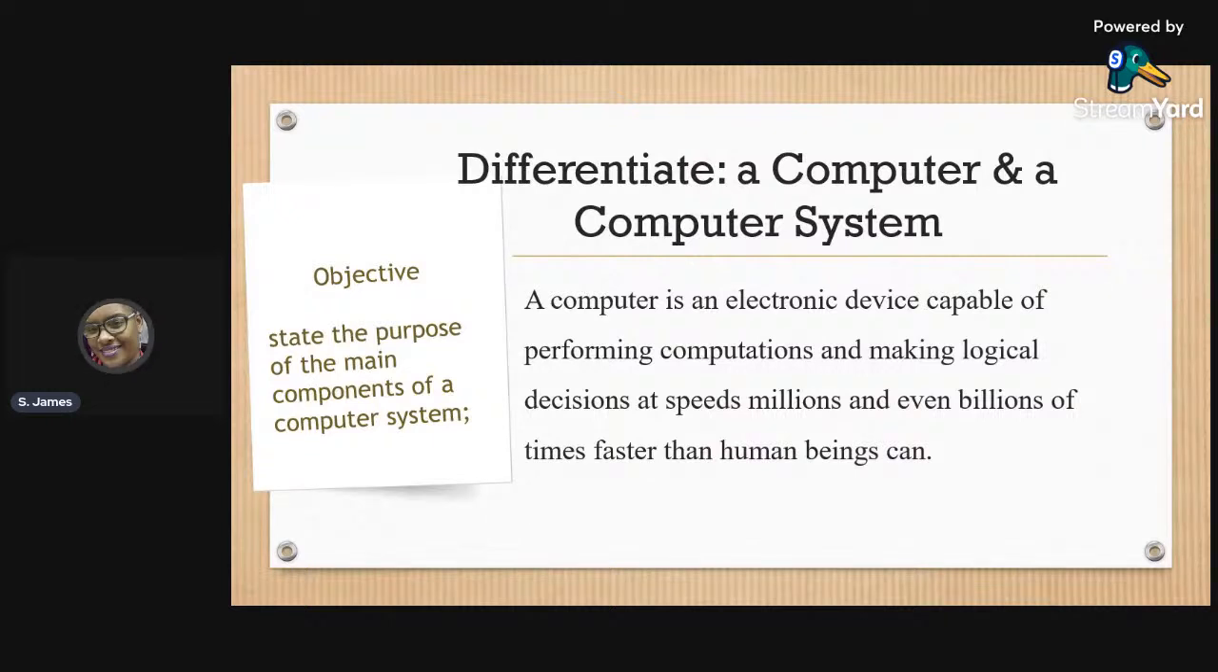All right, so here we have, what is a computer? On the screen, you're seeing that a computer is an electronic device, and that is something that we must put as a part of our definition. It is an electronic device that is used to carry out different tasks. These tasks would include computations and making logical decisions. Now, we know that technology is constantly evolving, and that is why speed and efficiency is a major part of a computer structure. So here, a computer is an electronic device capable of performing computations and making logical decisions at speeds millions and even billions of times faster than humans can. Now, we know this to be true.